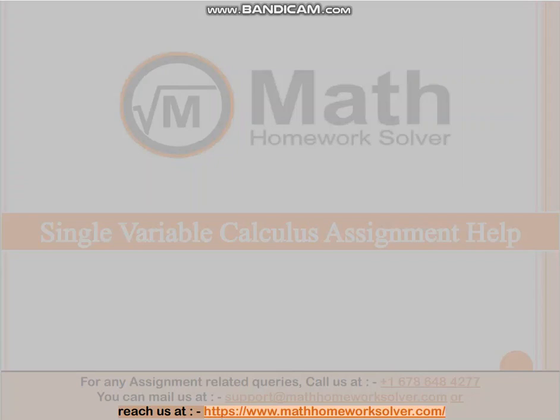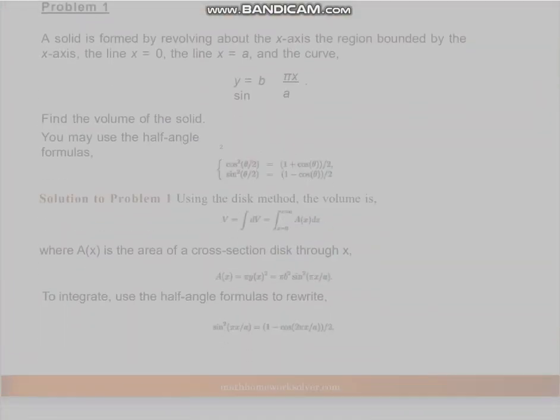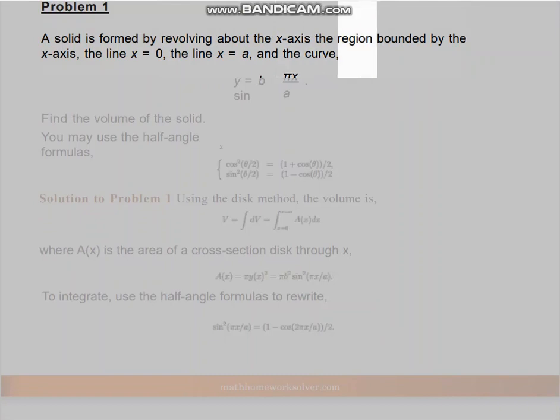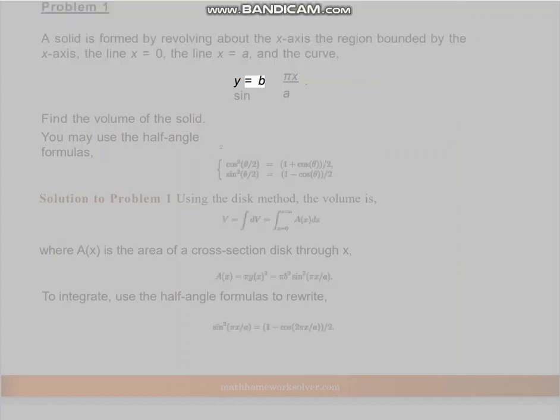Problem 1. A solid is formed by revolving about the x-axis the region bounded by the x-axis, the line x equals 0, the line x equals a, and the curve y equals b sin pi x. Find the volume of the solid. You may use the half-angle formulas.